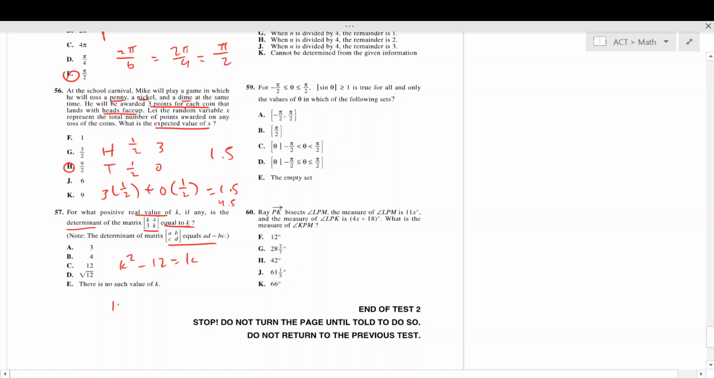And then we're just going to solve this. K squared, subtract k from both sides, minus 12 is equal to 0. And then factor it: k minus 4, k plus 3 is equal to 0. So k is equal to 4, or k is equal to negative 3. Since we want the positive value, that would be this one.